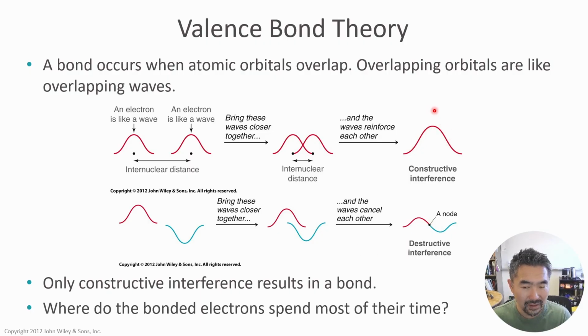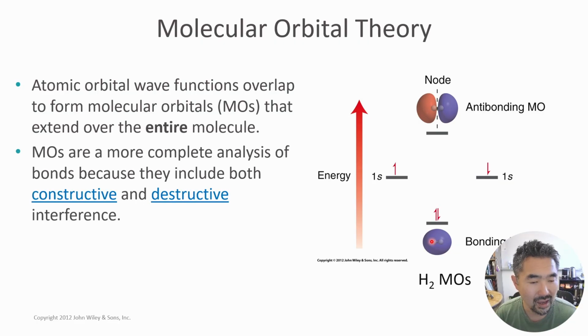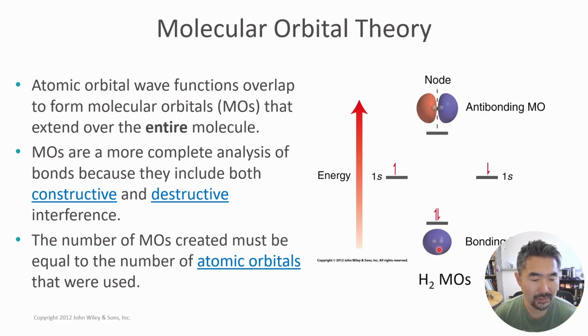If there's constructive interference, that results in a bond, and the favorite spot for electrons to hang out is the highest amplitude location, where there's constructive interference. And that's what a molecular orbital diagram shows you, right? A molecular orbital, remember, by definition extends over the whole molecule instead of being localized to a single atom, and you can have destructive or constructive interference molecular orbitals.